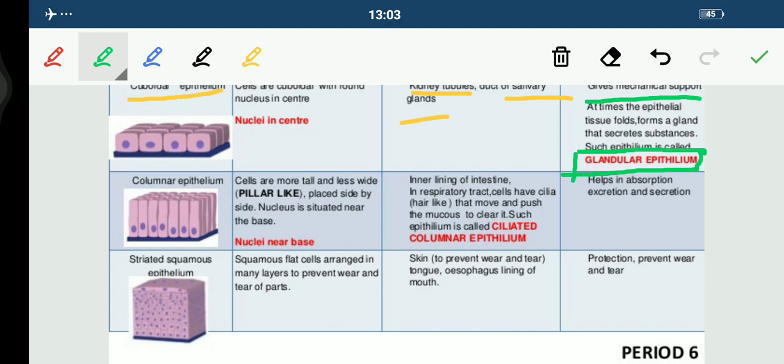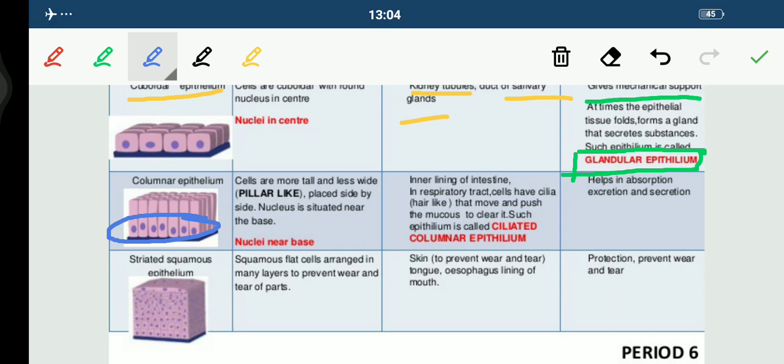Now talking about the columnar epithelium, students, you can see the column-like, pillar-like shapes which are placed side by side, and the nucleus is situated near the base. So, very important thing. The nucleus was situated in the center in the above epithelium, but in the columnar, you can see here the nucleus is present near the base.